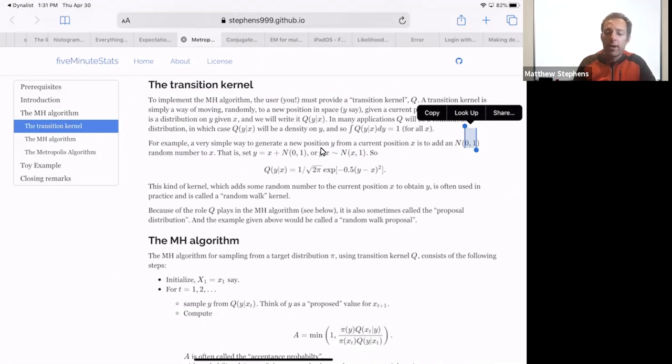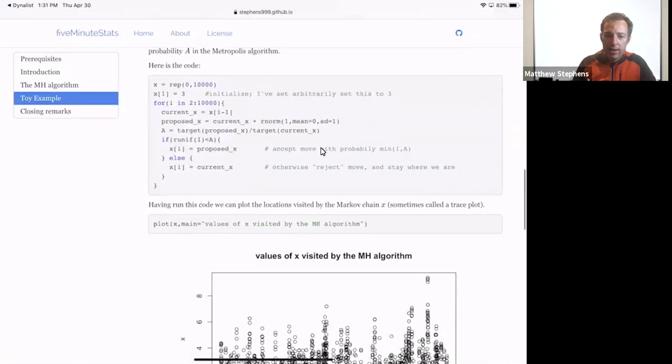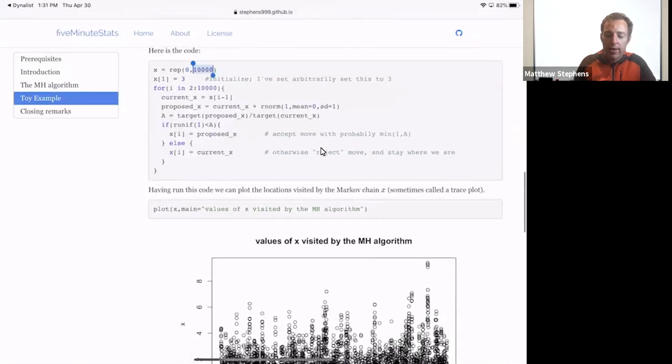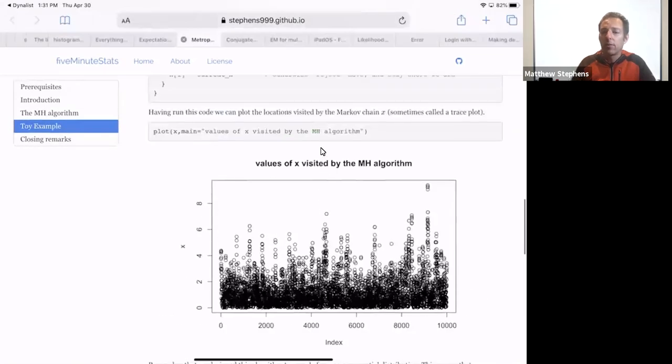But what you can find is that depending on choice of that proposal distribution, that Q, the Markov chain can converge faster or slower to its stationary distribution. So in other words, it can take longer. In some cases, you may need to run it for more than 10,000 iterations to get something that looks like this. So of course, it's a very simple example, and we'll do some more realistic examples later, but I hope this is a helpful introduction to the Metropolis Hastings algorithm.